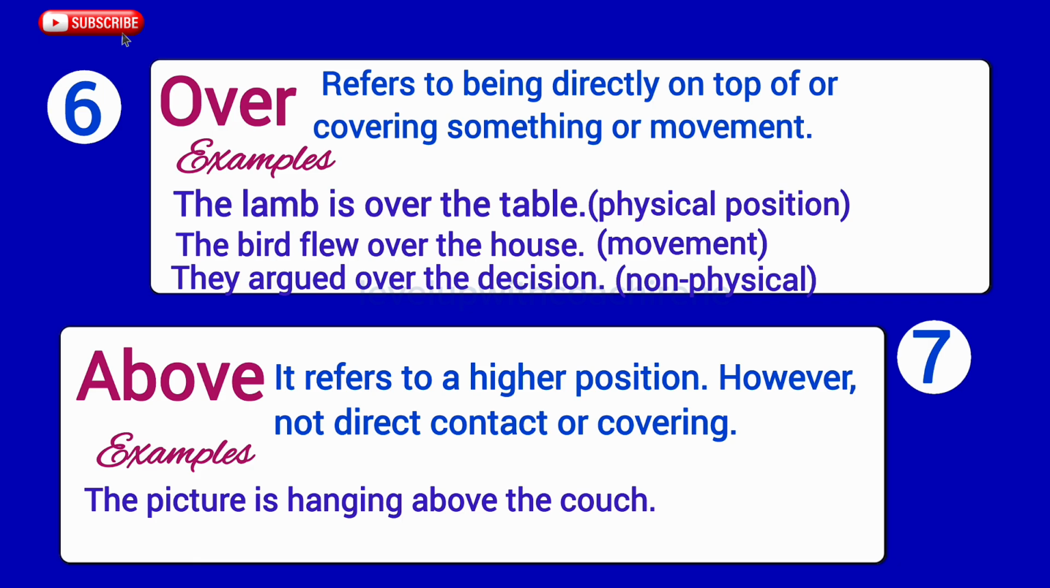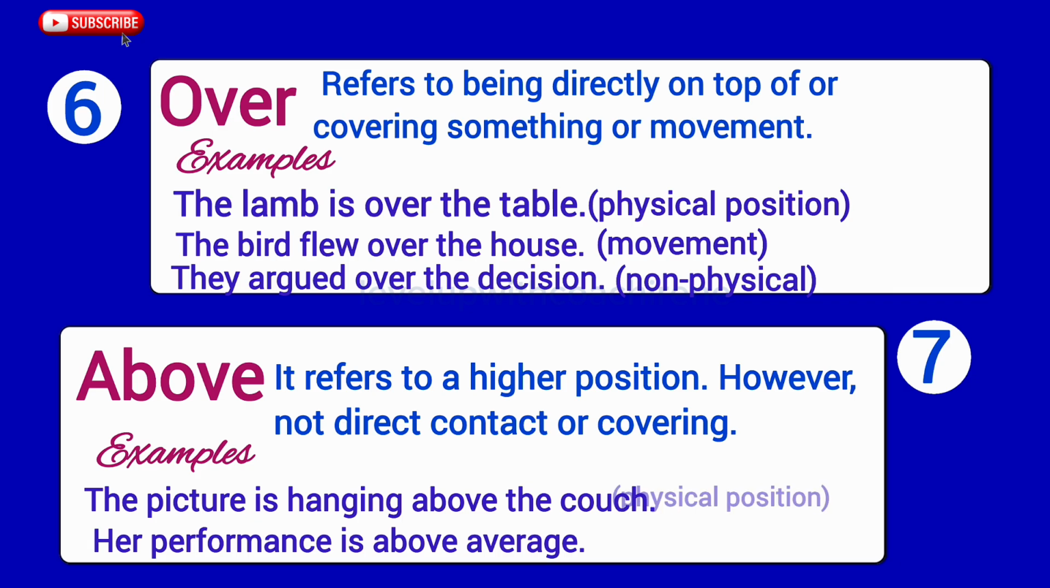Another example would be, her performance is above average. This indicates a level higher than average. The first example talks about physical position, the second, abstract. The key difference between them is that over often implies directly on top of or covering something and can imply movement, whilst above simply indicates a higher position without suggesting direct contact or movement.